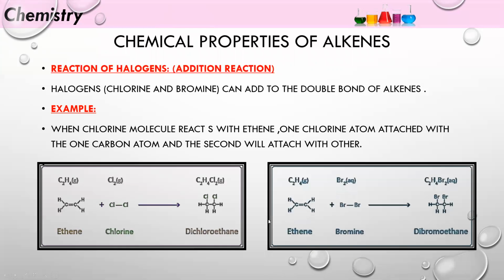Another example is the reaction of bromine with ethene. A bromine atom attaches to the first carbon atom of ethene, and the second bromine atom attaches to the second carbon atom of ethene, and it converts it into a saturated compound, which is 1,2-dibromoethane.